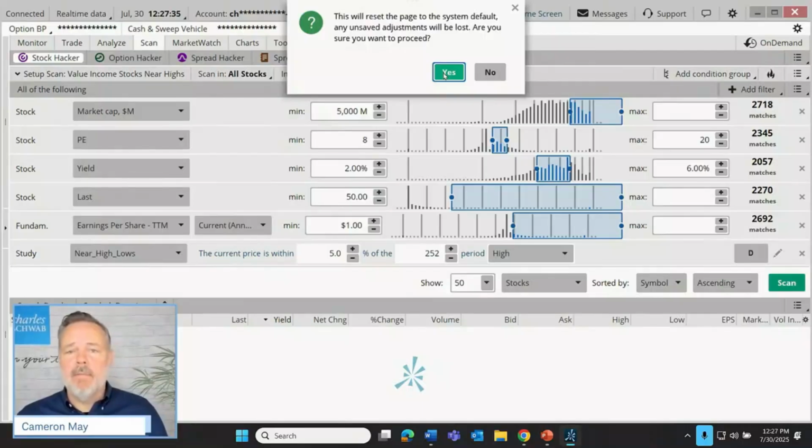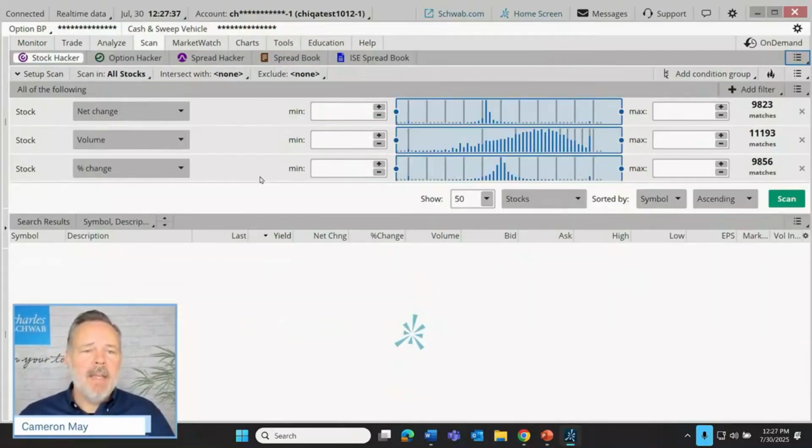Yeah, I want to delete this scan. So now we're back here. Let's say we shut down Thinkorswim. We come back a week from now and we want to rerun that same scan. We don't want to have to rebuild the whole thing from scratch.